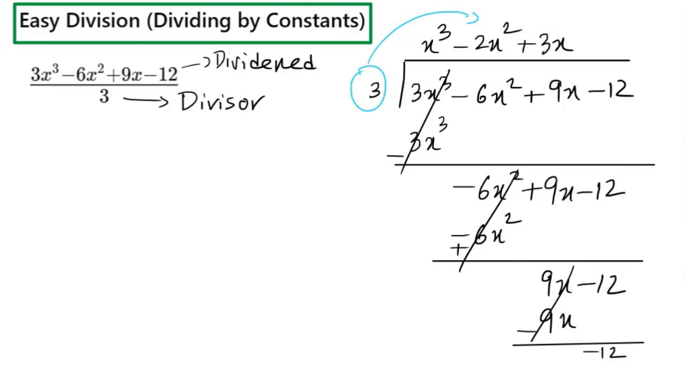So now 3 will be multiplied with the negative 4. And this will become negative 12. And here the division ends. The remainder is 0, okay? So this value on the top is known as the quotient.